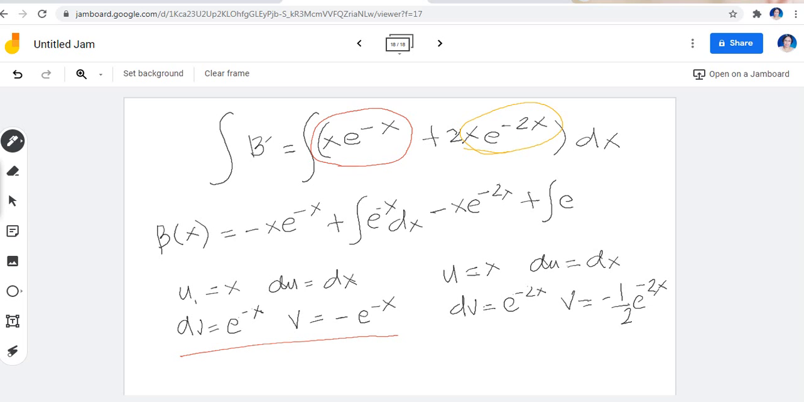So e raised to negative 2x dx. Okay, so uv times 2, that would be negative x e raised to negative 2x minus minus, so that would be plus this one times 2 also, v du, so e raised to negative 2x dx. So this is now the processing of the second term.